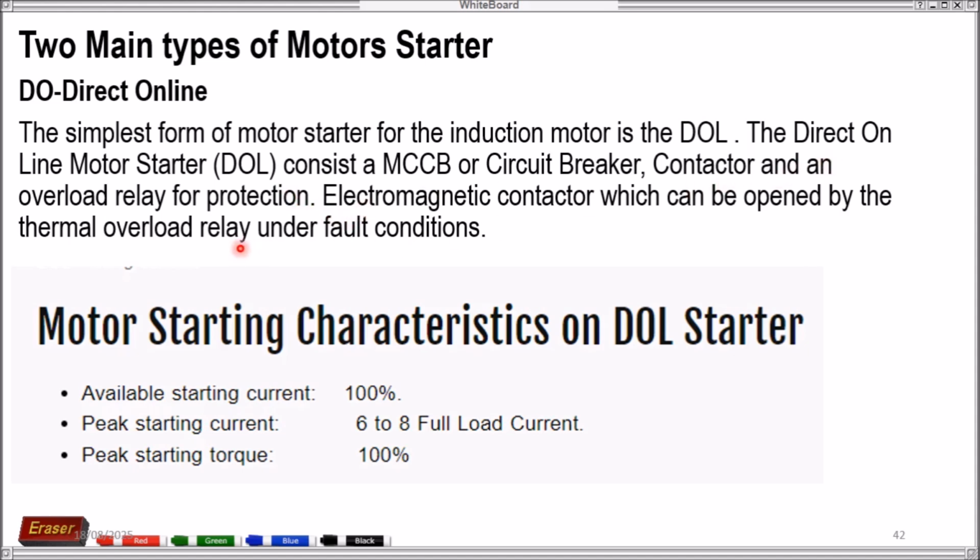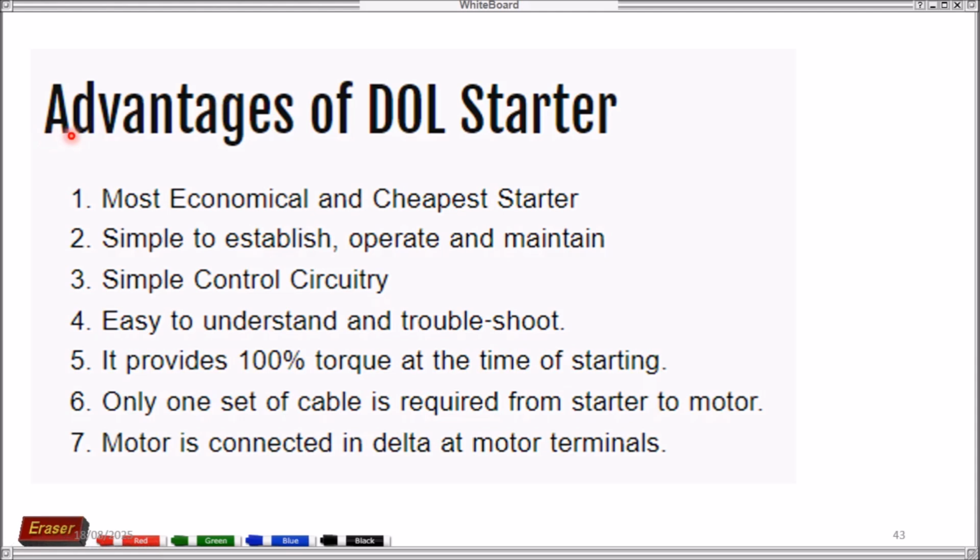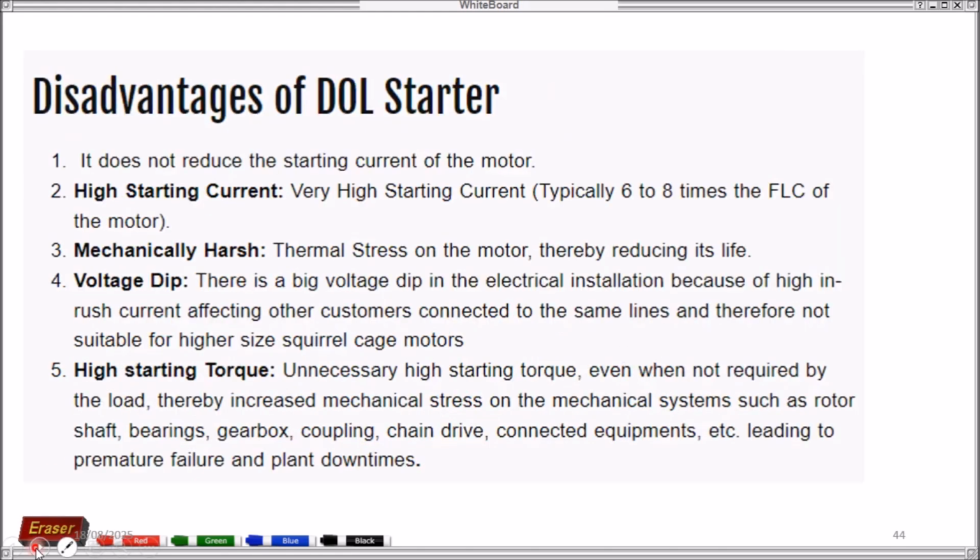So the components are just a breaker and a contactor, and also a push button. So then also the electromagnetic contactor has its own overload relay under fault conditions. So the advantages: it is cheap and economical, simple to establish, operate, and maintain, simple control circuitry, easy to understand and troubleshoot. It provides 100% torque at the time of starting, and only one set of cable is required from the starter to motor, and the motor is connected on delta at the motor terminals.